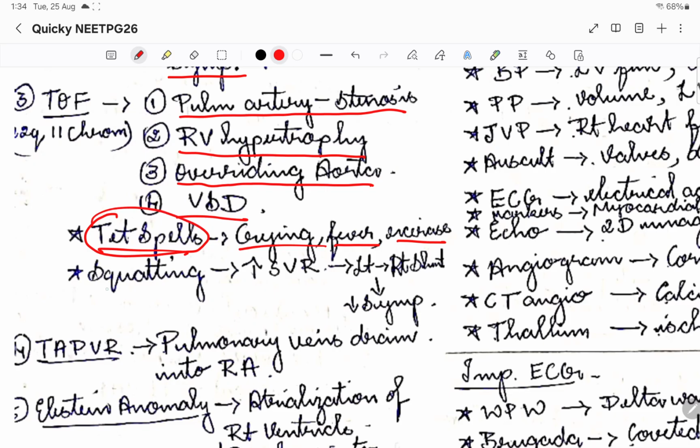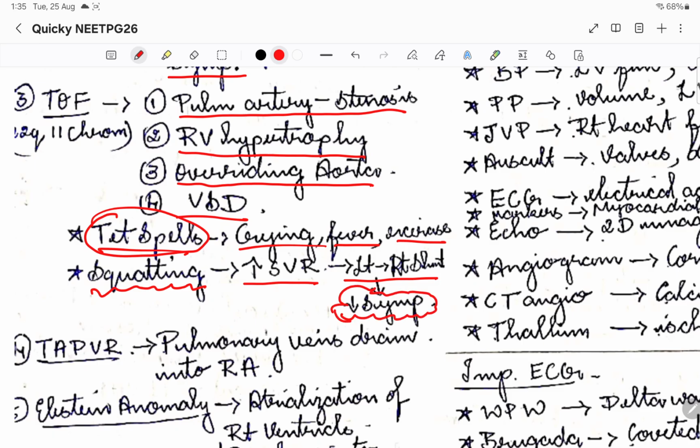Then I told you that some positions will increase the murmurs, as in HOCM and mitral valve prolapse. But in TOF, squatting helps reduce the cyanosis, because there is an increase in systemic vascular resistance when someone is squatting. When there is increased systemic vascular resistance, the left ventricle puts too much pressure on the right ventricle. So there will be left to right shunting during squatting, which will improve the symptoms.